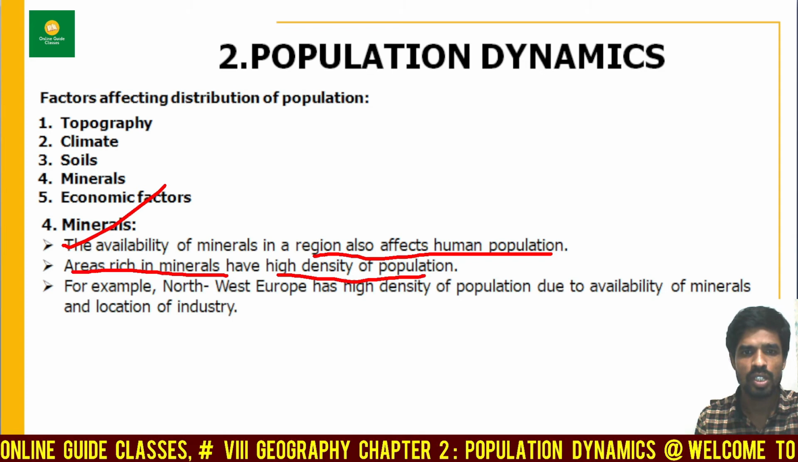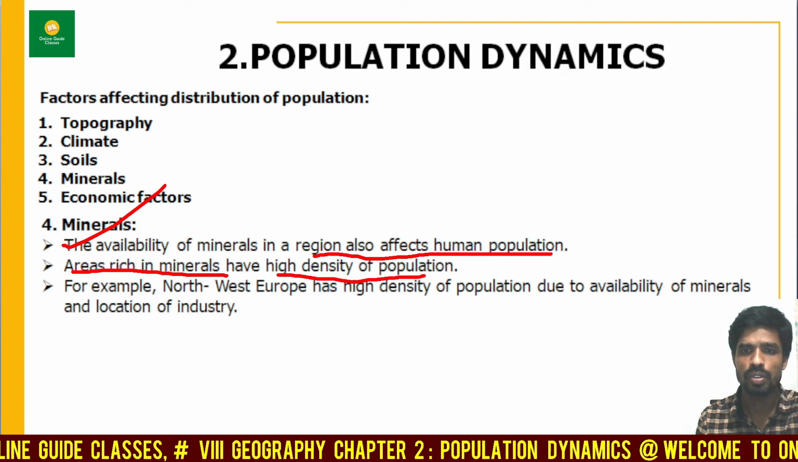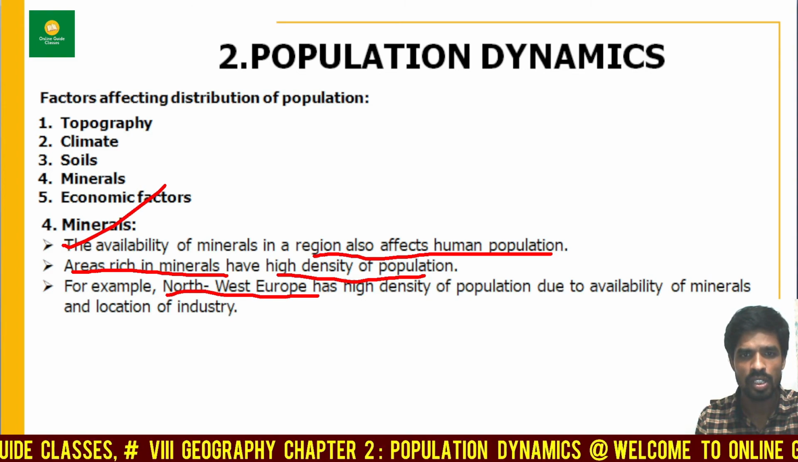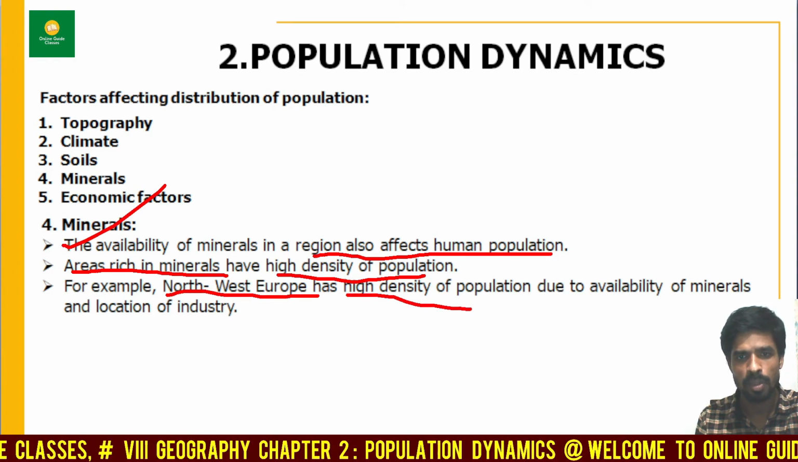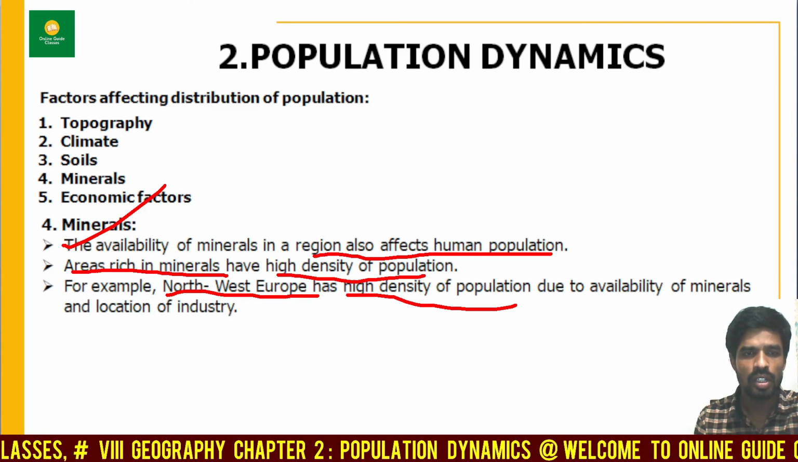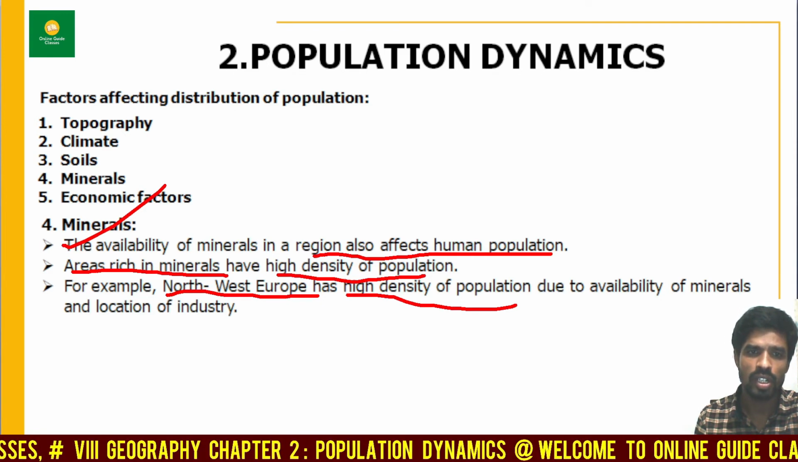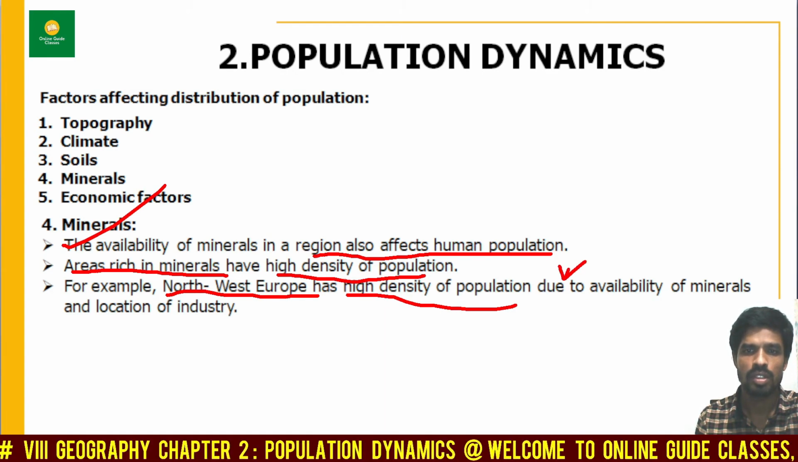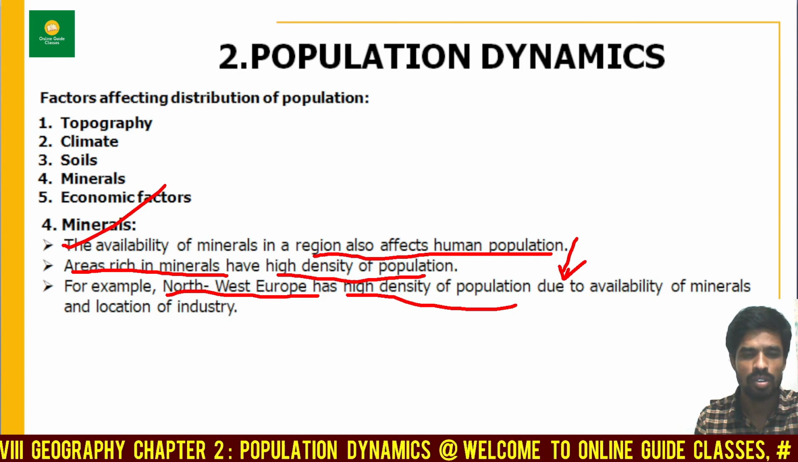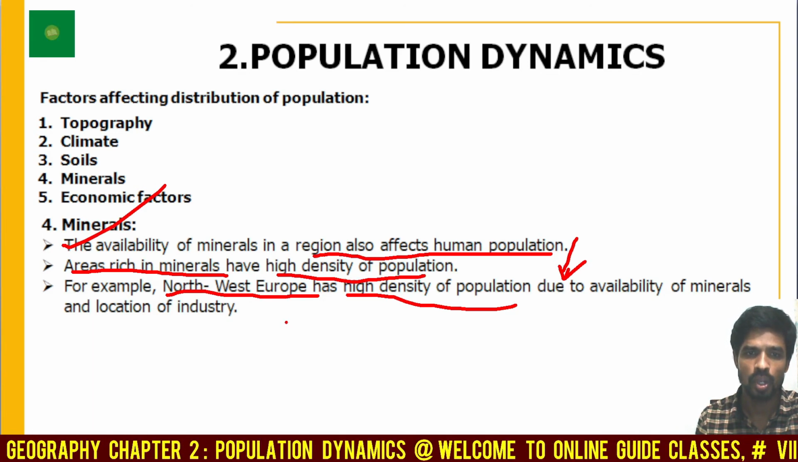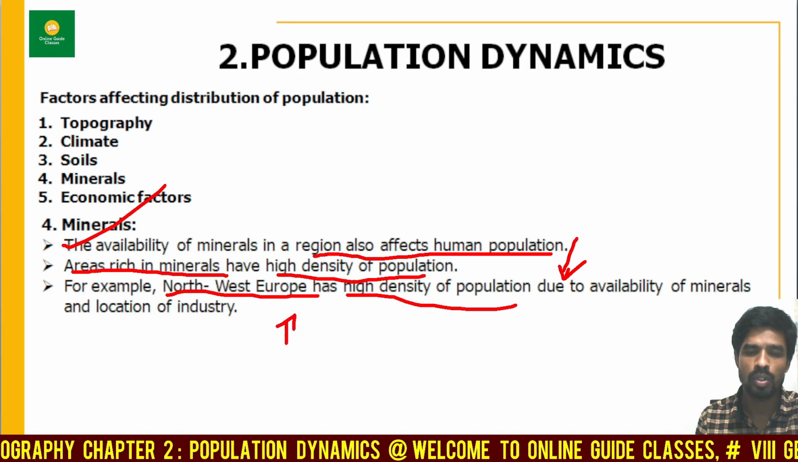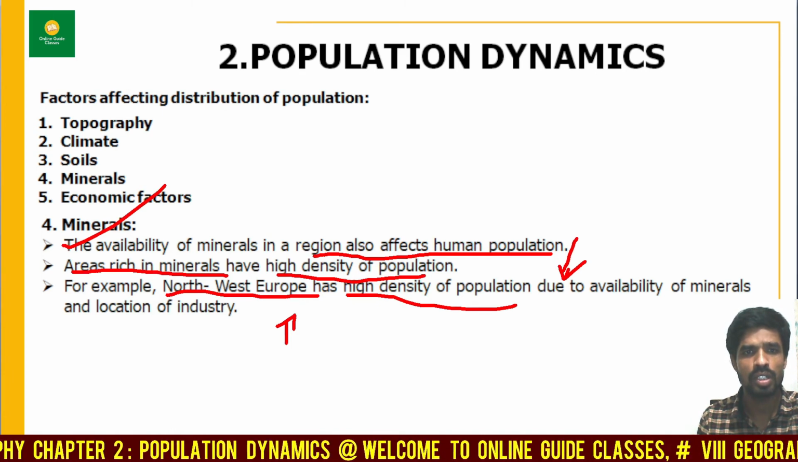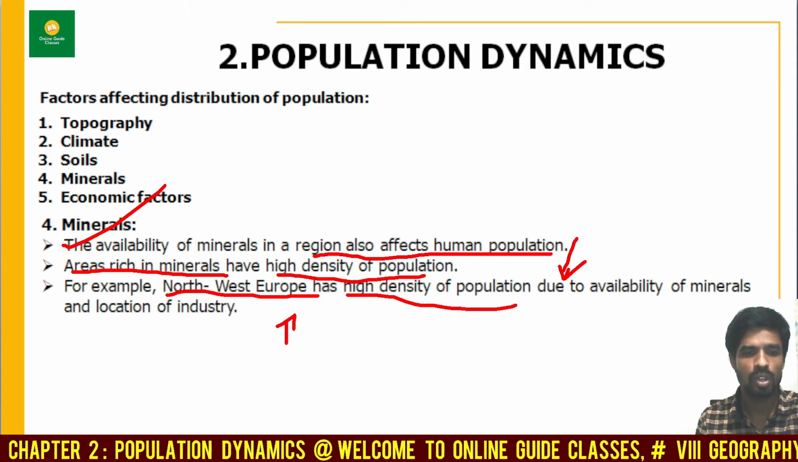For example, northwestern Europe has a high density of population due to the availability of minerals and the location of industry. If you see this particular location, you find high density of population. Why? Because here you find areas where very rich minerals are available. That's why high density of population is found here. Right? They migrate to this type of places in search of jobs, in search of their family growth. So minerals also play a vital role in the distribution of population. Hope you all have understood.